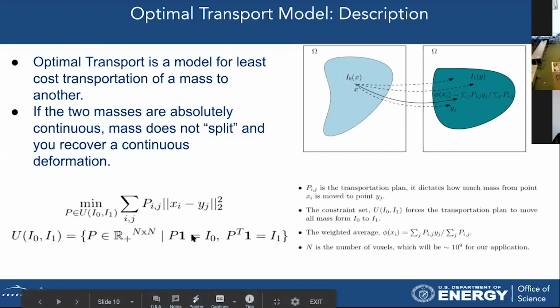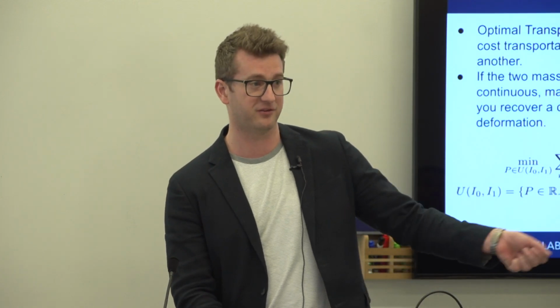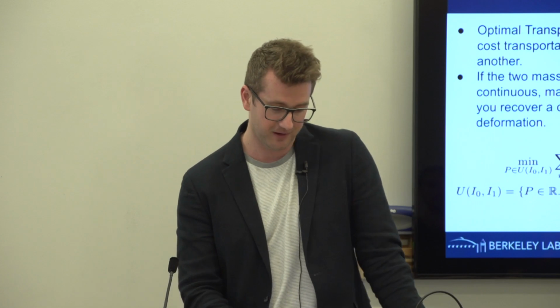And the linear program looks like this. The constraint set is that all mass from image 0 is transported to image 1. And the cost function here is we would like to do that at least cost. So we would like to go the least amount of distance, carrying the least amount of material.